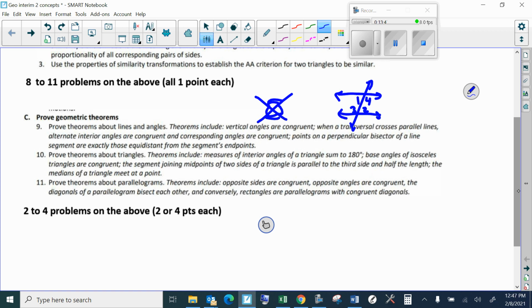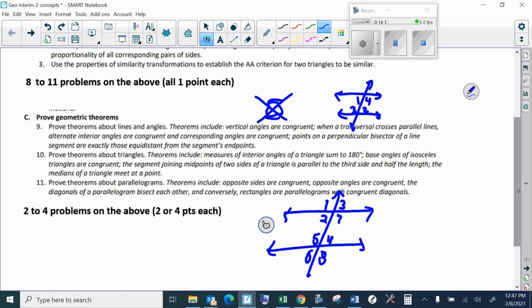Corresponding angles are congruent. If I have parallel lines cut by a transversal, 1 is congruent to 5, 2 is congruent to 6, 3 is congruent to 4, and 7 is congruent to 8. Okay, those are my corresponding angles. Corresponding angles are congruent.